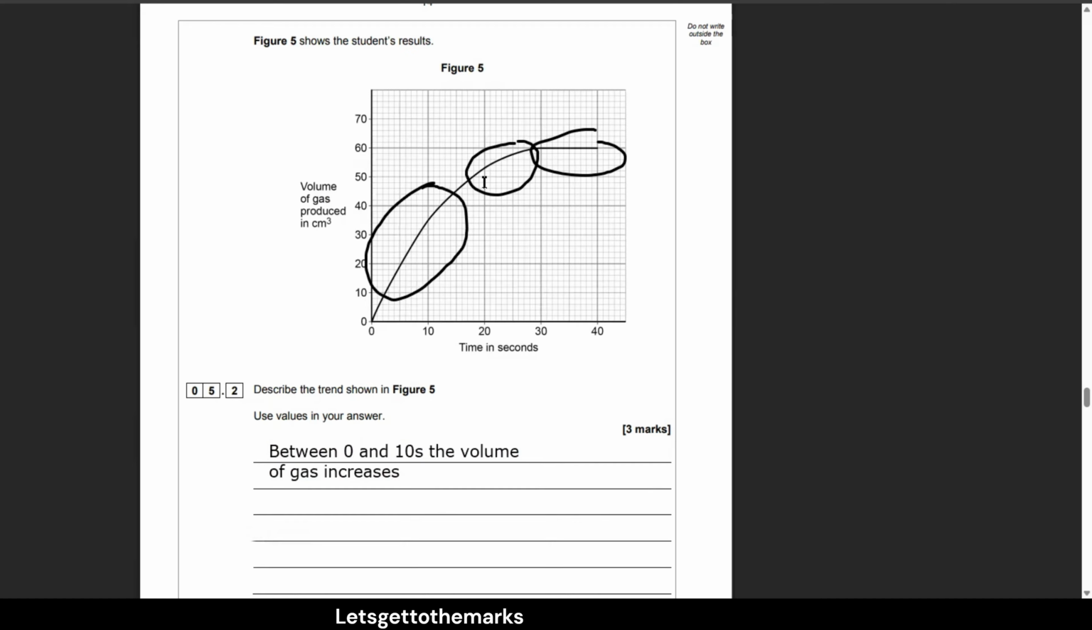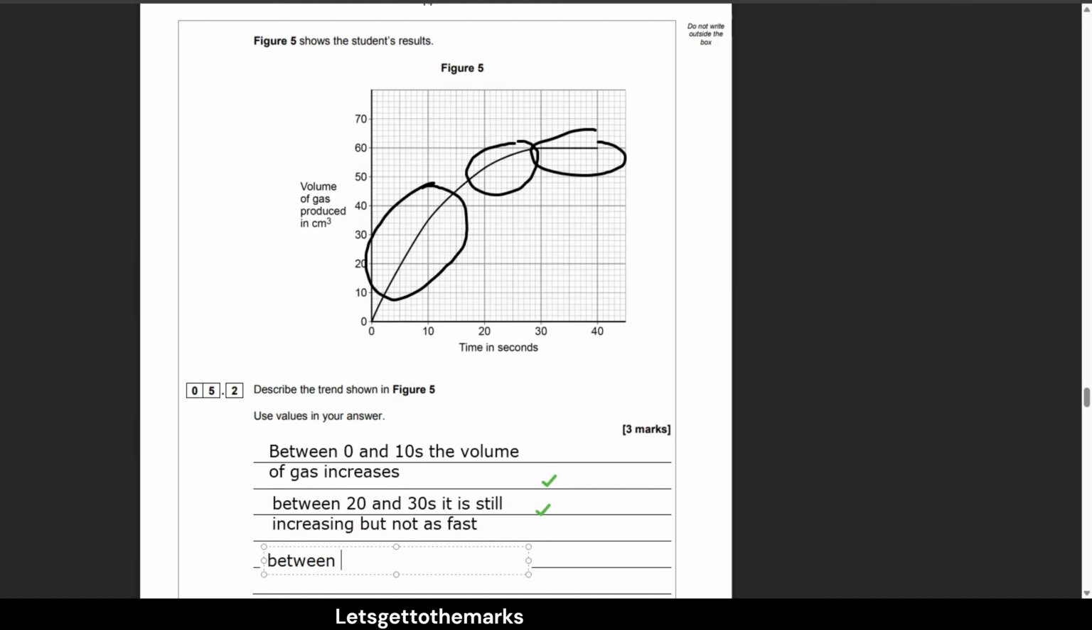And then I can say between 20 and 30 seconds, it is still increasing, but not as fast, not as much. It's increasing, but more slowly. Look, it's bending. So that is going to get you 2 marks. We've used the numbers. Now, I could have said between 10 and 30 or whatever. Now, between 30 and 40, it's not increasing at all. No more gas is coming off.